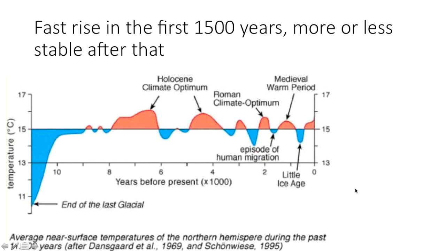And what happens is the temperature shoots up quickly in the first 1500 or so years, and then it's more or less stable. It's not stable, but it's more or less stable. It doesn't go down all the way here, although you have some cold spells over here. The Little Ice Age is the most notorious one of all.